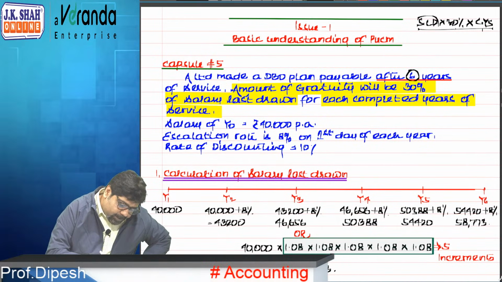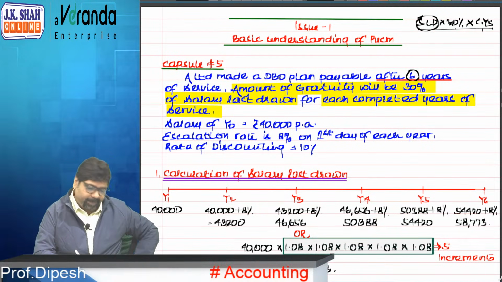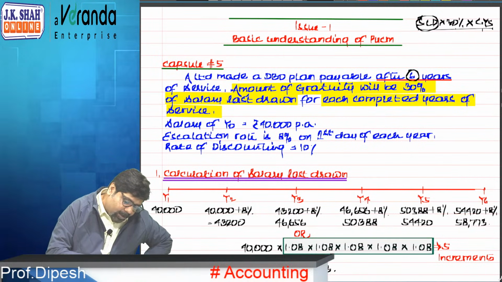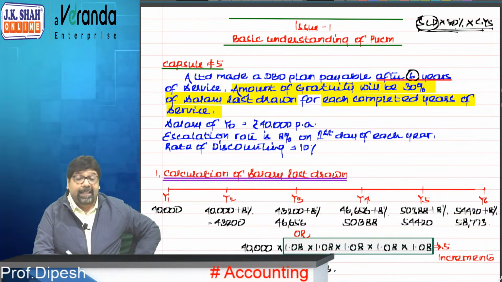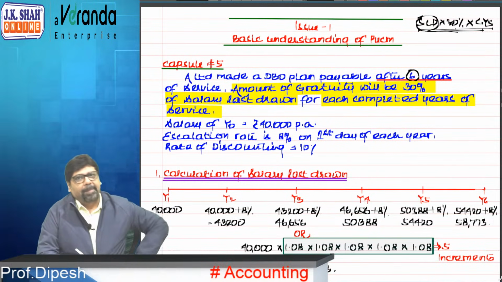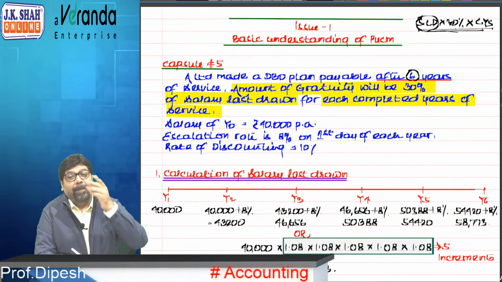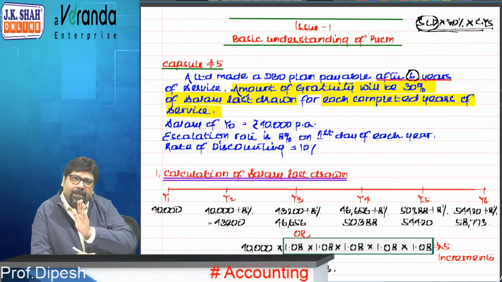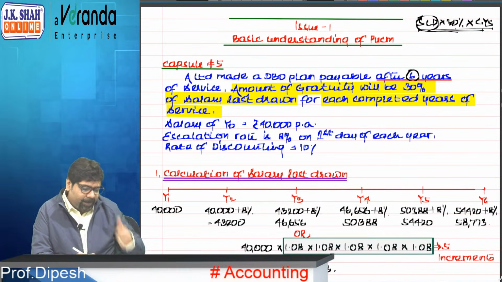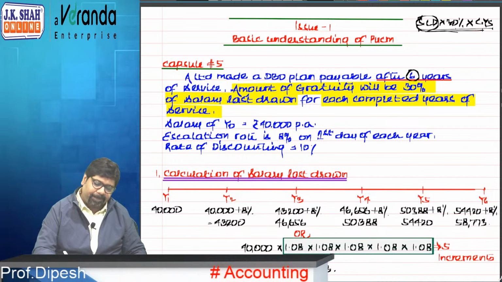So, first I need to calculate what? Salary last drawn. Then I need to calculate what? DBO. DBO is the amount payable after 6 years. Then I will calculate annual DBO, that means the amount which you are supposed to save every year. Then I will calculate the present value of it. Yes or no?